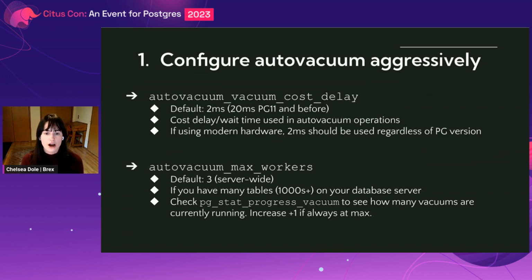Secondarily, you can tune autovacuum_vacuum_cost_delay, which is defaulted to 2 milliseconds in PG11 and later, but at 20 milliseconds before then. And it doesn't matter what Postgres version you're on. If you're using relatively modern hardware, you should just tune this down to 2 milliseconds. Secondarily, autovacuum_max_workers. This is worth tuning if you have probably multiple thousands of tables on one database server. And in order to check it, I recommend looking at pg_stat_progress_vacuum to see how many vacuums are currently running at one given time.